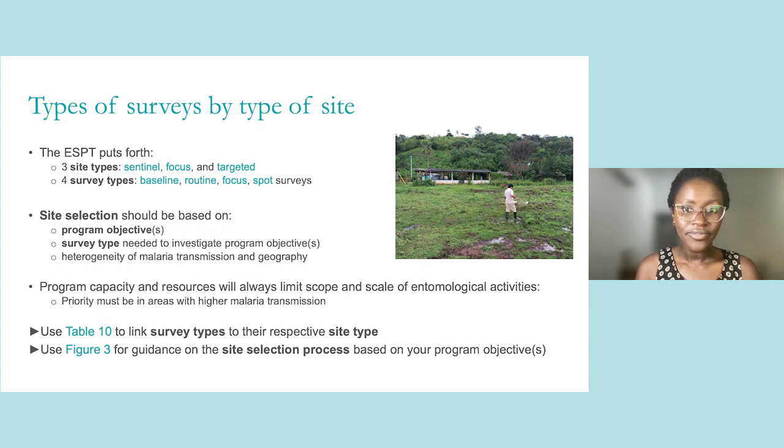Priority should always be given to areas with higher malaria transmission. This means that you should always be sure to examine the epidemiological data to assist with your planning of entomological surveillance activities. In the next two slides, we'll first look at Table 10, which helps you link survey types to their respective site type. And then we'll explore how Figure 3 can help you with your site selection process in the context of your program objectives.